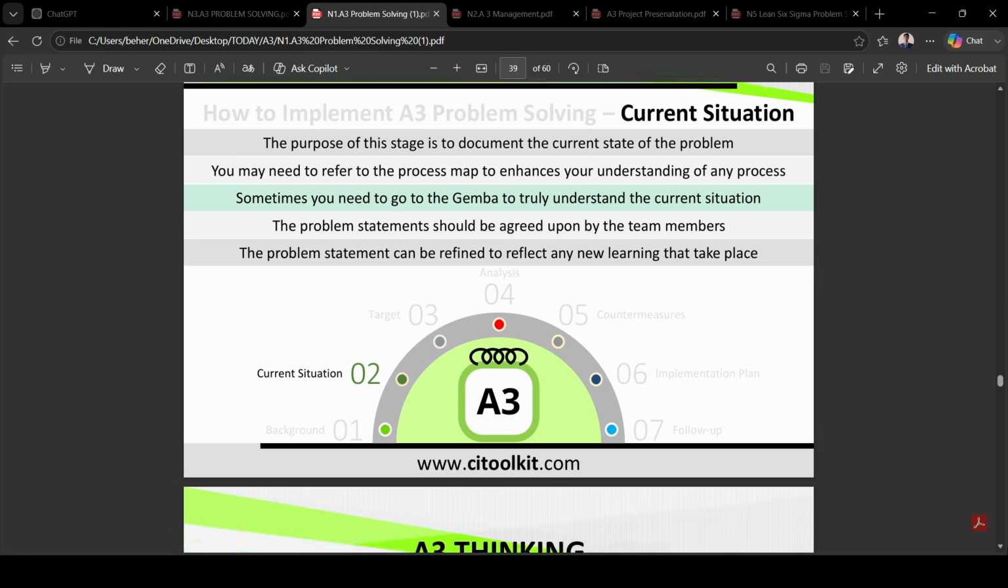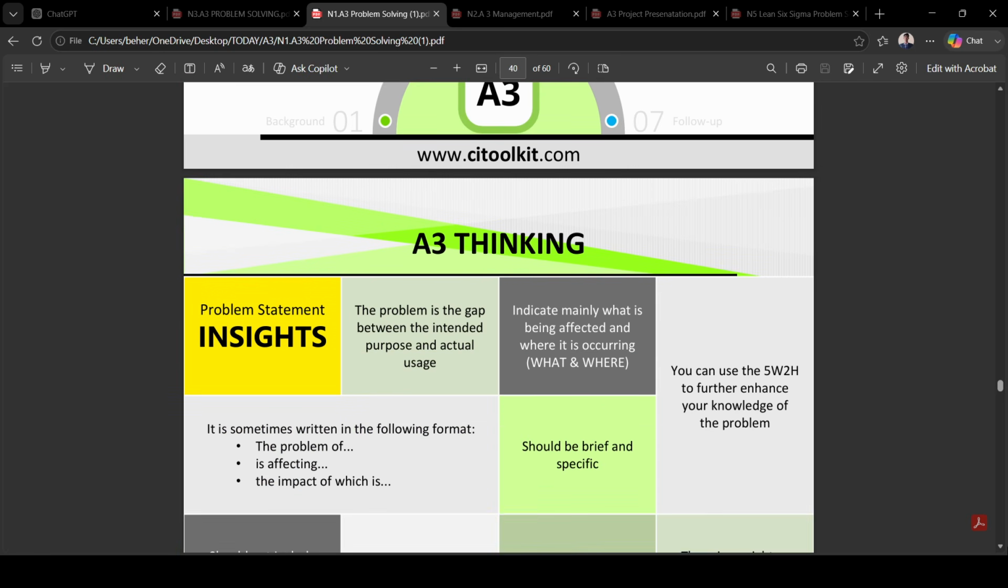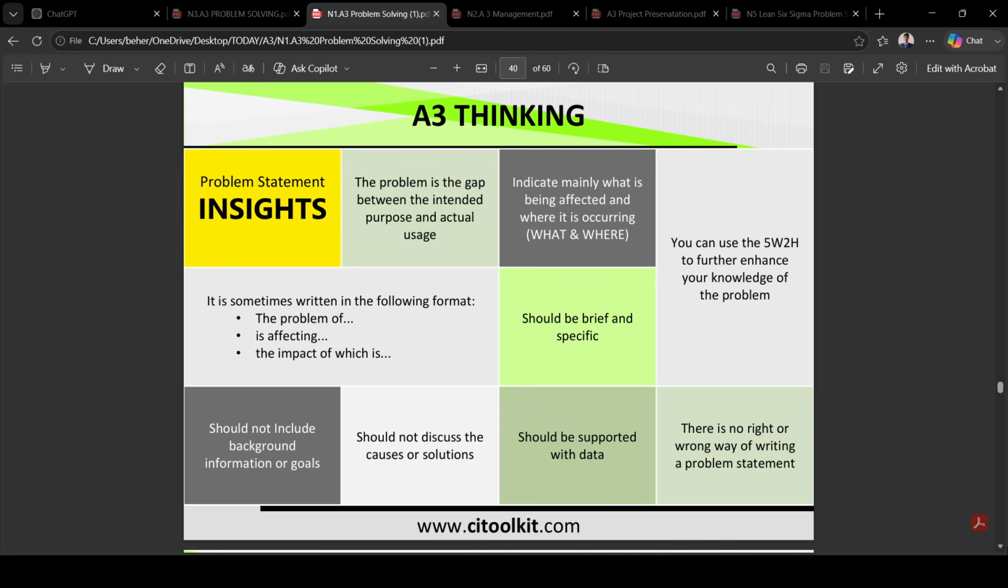Current situation. So the problem statement is the gap between the desired and the actual state, indicating mainly what is affected and where it is affected, what and where. And it is sometimes written in the following format: the problem is affecting, and the impact, which should be brief and specific. And sometimes you can use 5W2H to further enhance your knowledge of the problem.